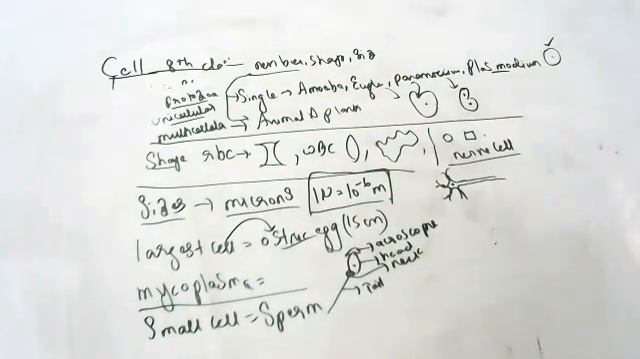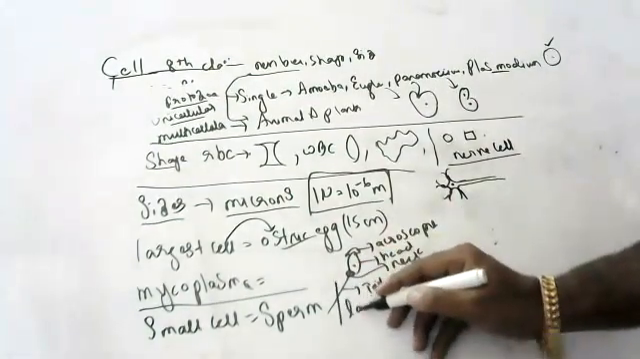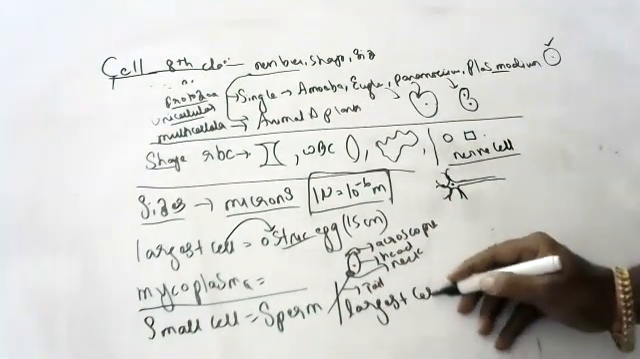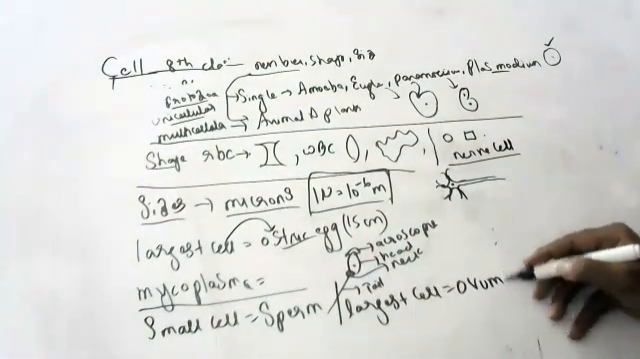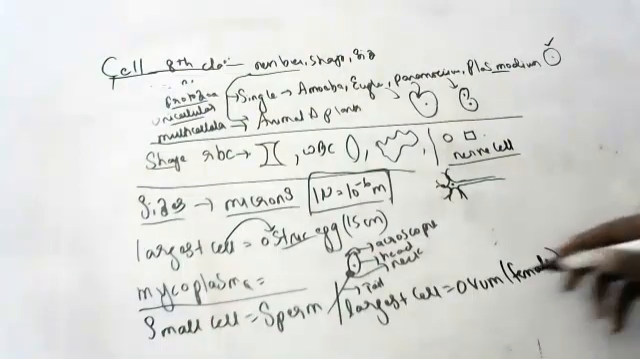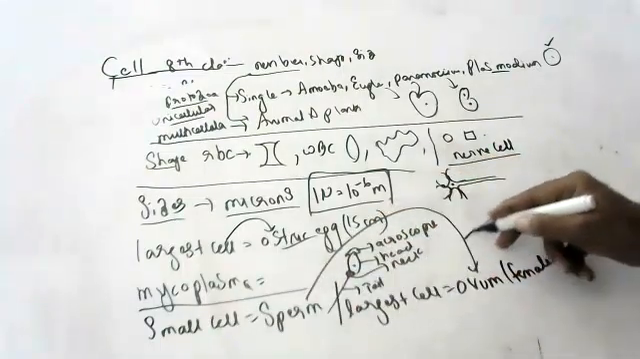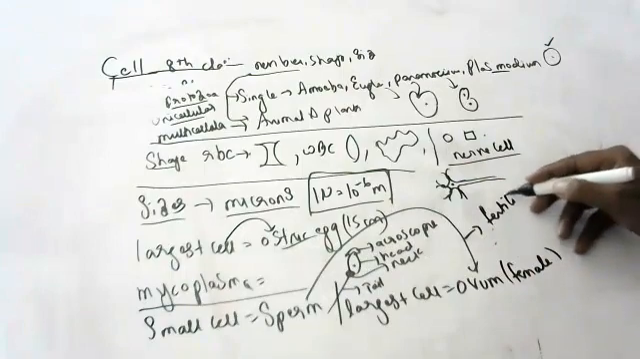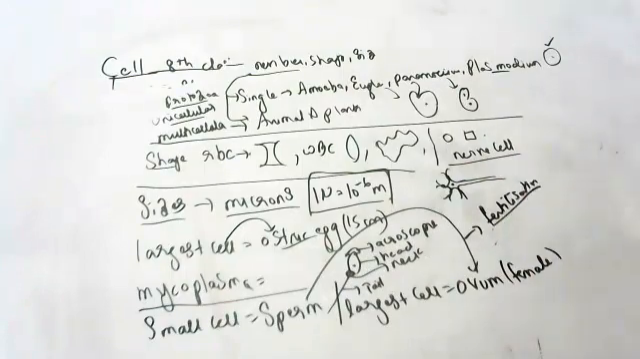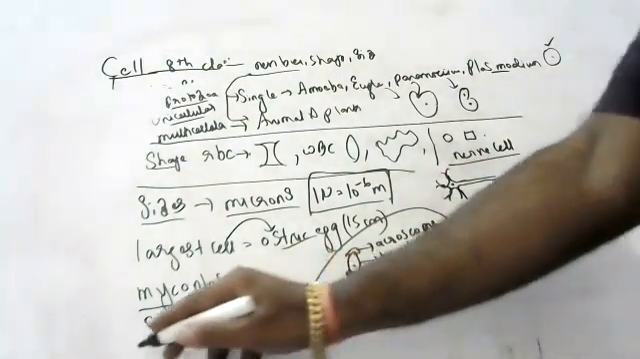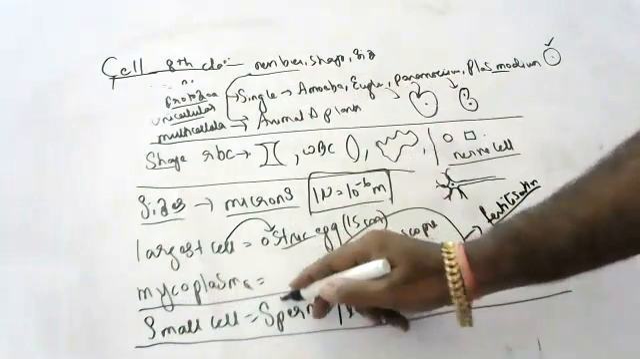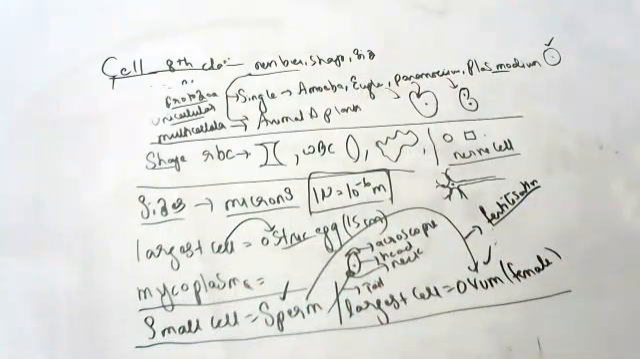And the largest cell in the body is the ovum, children. The ovum is present only in females. We studied it. Can anyone tell where the sperm and ovum unite? Where does fertilization take place? Oviduct. Very good. Sperm and ovum will unite in the oviduct. So in human beings, the smallest cell is the sperm and the largest cell is the ovum, children.